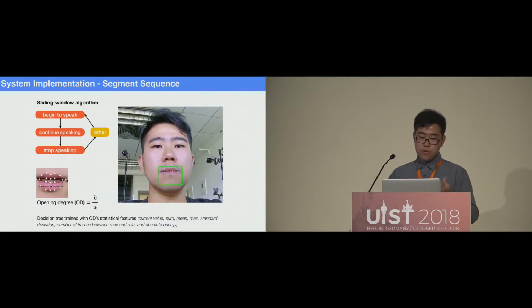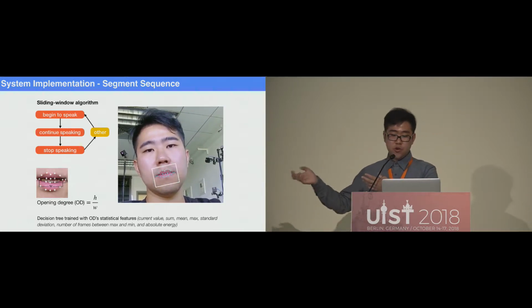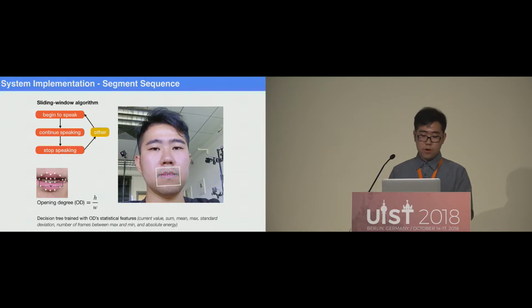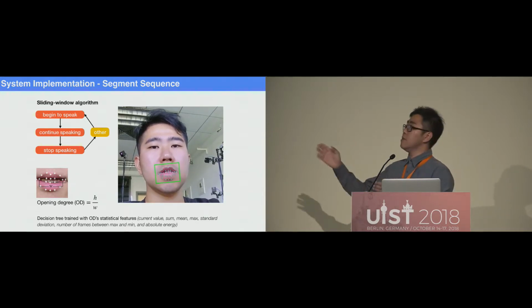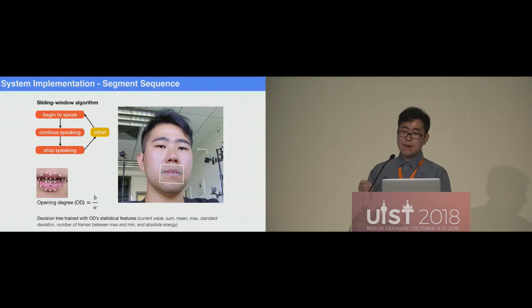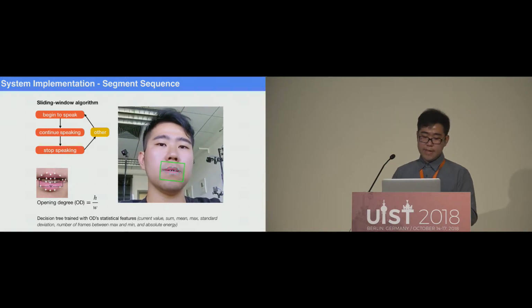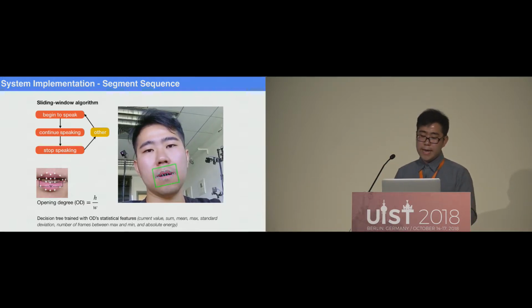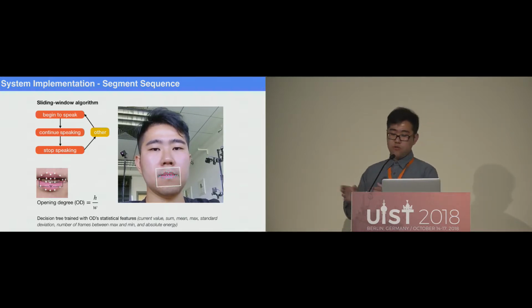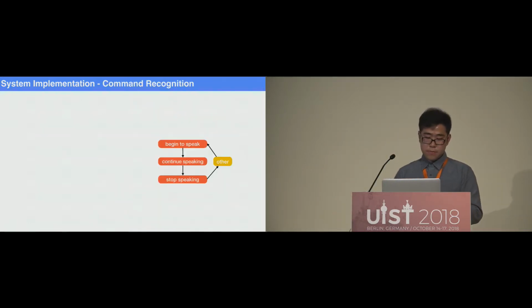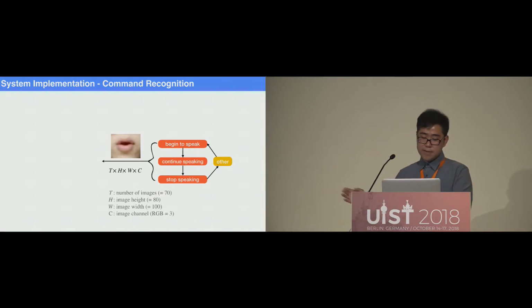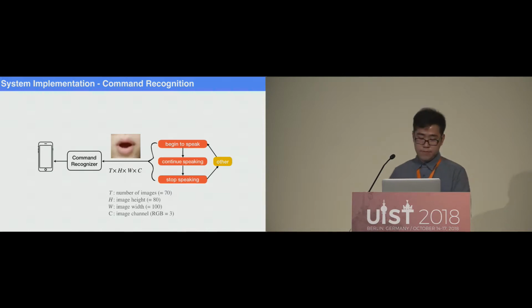And then what we need to do is segment the mouth image sequence to decide whether the user is issuing commands or not. A sliding window algorithm is used to detect and transfer between these 4 states: begin to silently speak, continue speaking, stop speaking, and other states. We calculate statistical features of the mouth opening degree and use a decision tree to decide whether or not to remain in the current state or move to the next. So what we need to do then is just get the sequence of the mouth images from the begin to speak state to the stop speaking state and recognize them into a command.